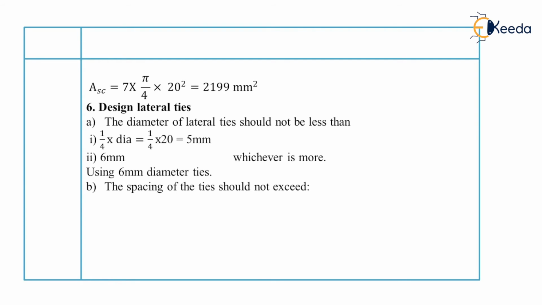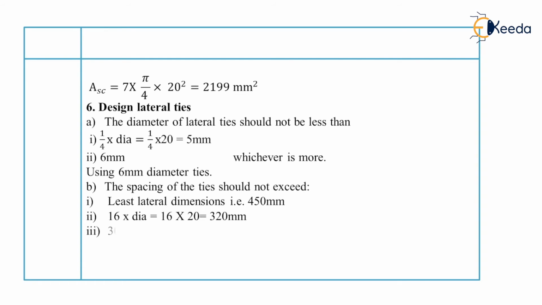And then we will find the spacing of ties. The spacing of ties should not exceed the least lateral dimension, or 16 times the bar diameter, or 300 mm. So the least lateral dimension is 450 mm, 16 times the diameter is equal to 320 mm, or 300 mm. Therefore, we will provide the minimum spacing. We will provide 6 mm diameter bars at 300 mm center to center as lateral ties.